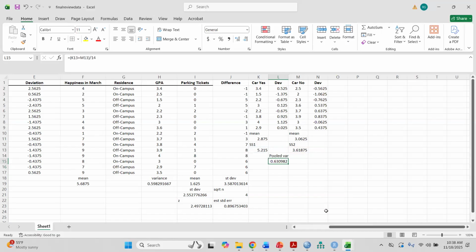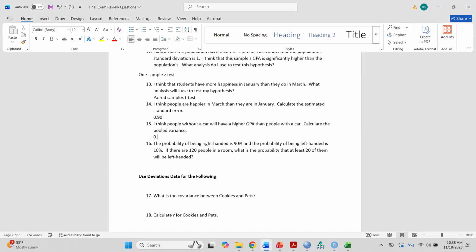Now, obviously, you can go on to calculate the estimated standard error, and then you can calculate a t-score, but the question was asking for pooled variance, so we'll stop here at 0.63.